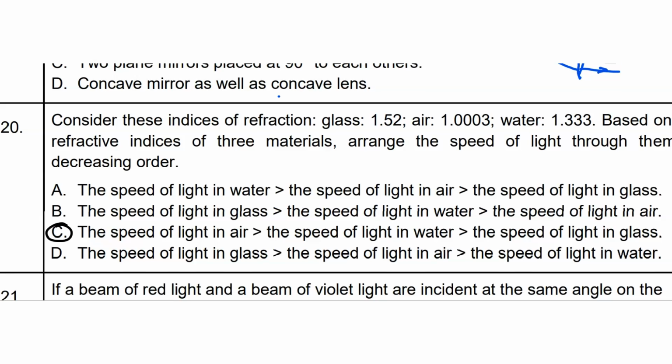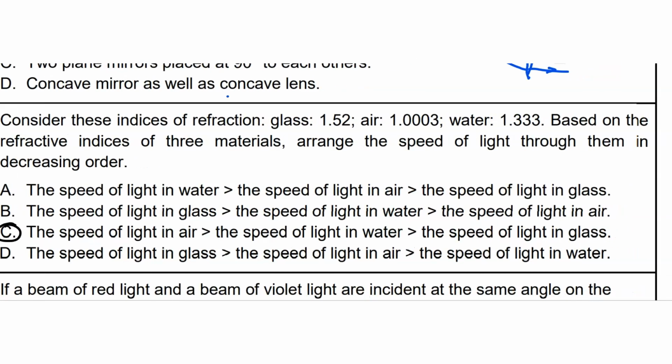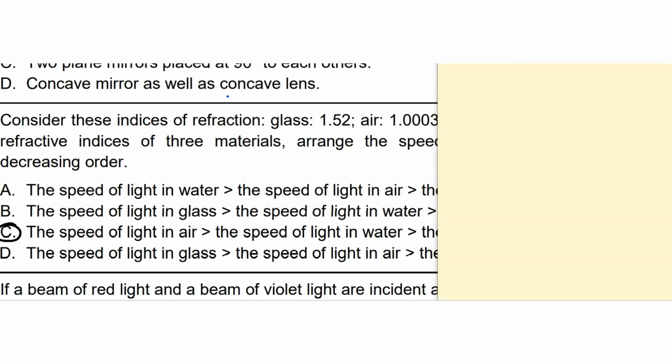20th question. Consider three indices of refraction: glass, air, and water. So they have given three different mediums. Let's mark this. The three different mediums are glass, air, and water, and their indices of refraction are given. For glass, it is 1.52. Air, it is 1.0003. Water is 1.33.